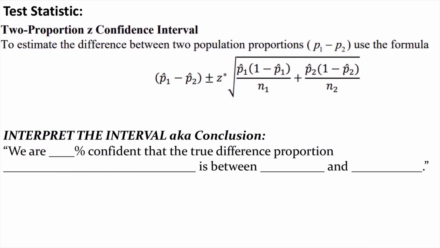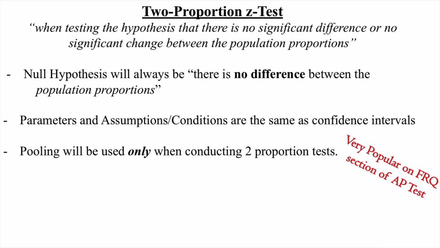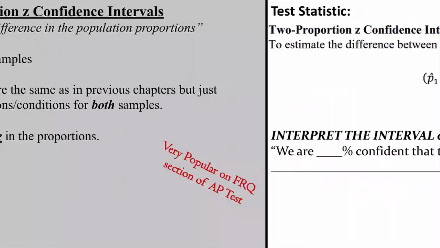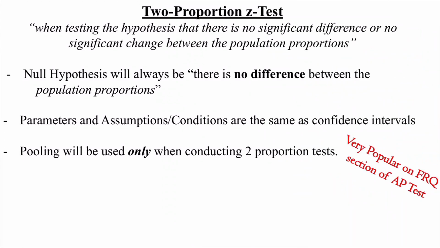Okay, so we did talk about intervals yesterday. Today we're talking about tests. Today we have a two proportion z-test. Okay, same idea as yesterday, except we're testing a claim as opposed to predicting or estimating the difference. We're testing a claim.